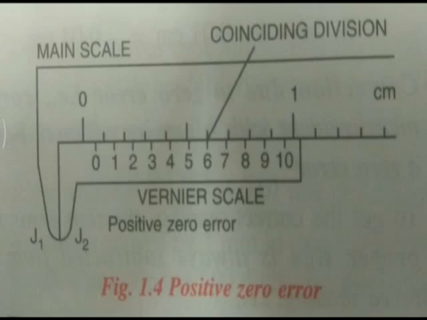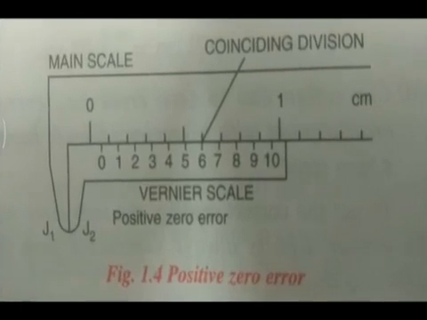So the zero error will be 6 into the least count, so 6 into 0.01, so the error will be 0.06, and positive zero error is always taken as plus. The plus sign must be there, and that plus sign will indicate that it has the positive zero error. So the positive zero error is the coinciding division multiplied by the least count.